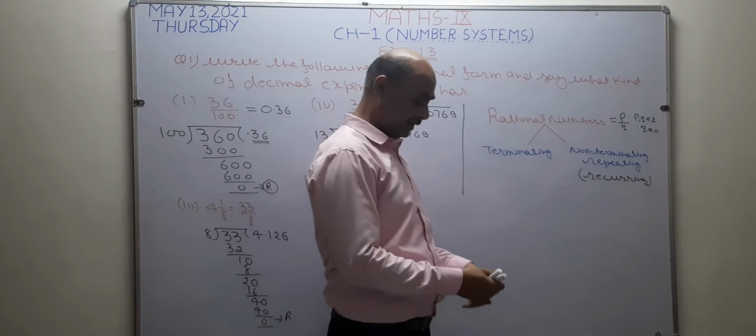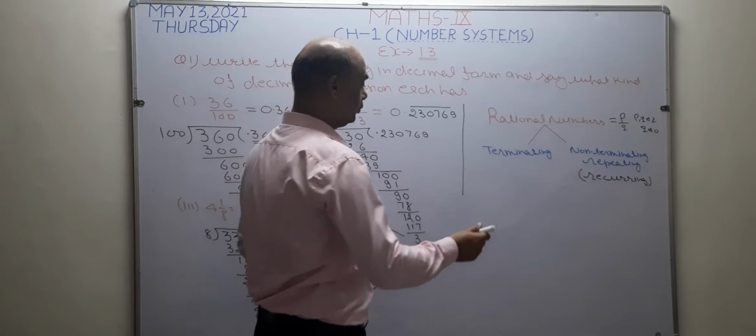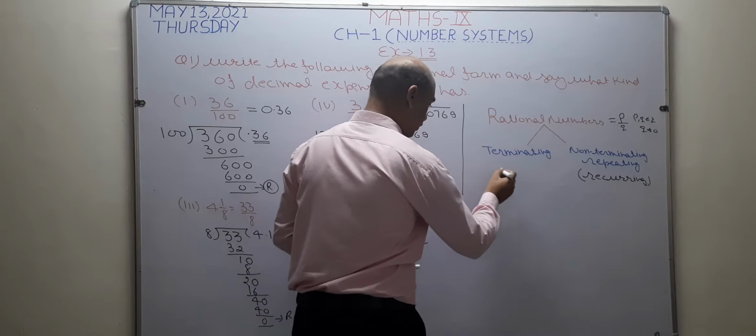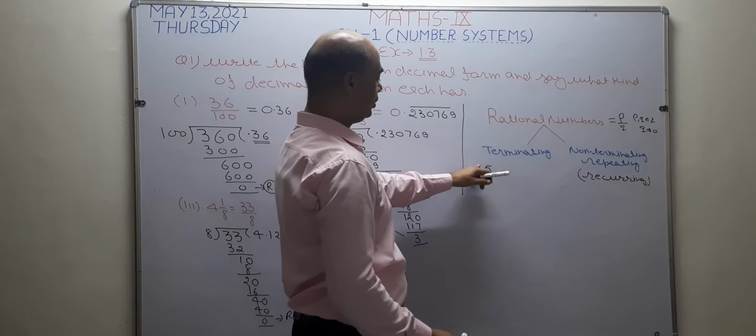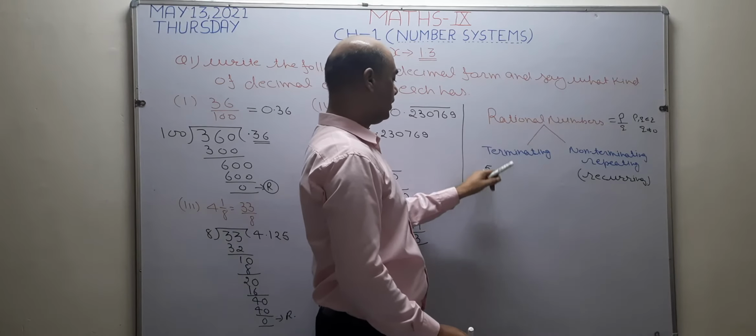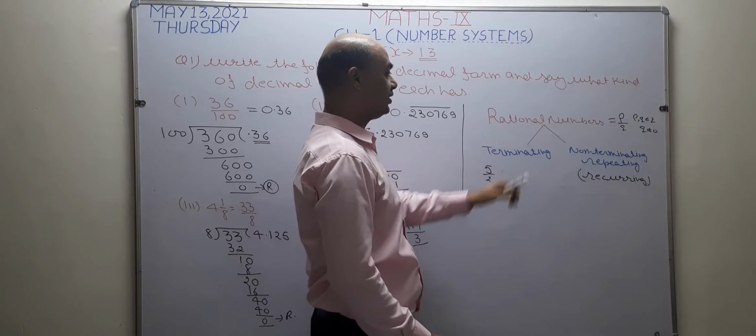What are terminating decimal numbers? I am going to tell you by example. Now see, I write here one number, 5 by 2. This is in the form of p by q, where p and q are integers and q is not equal to 0. Therefore this number is also known as a rational number.